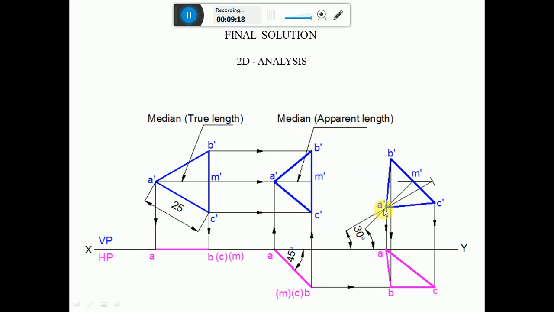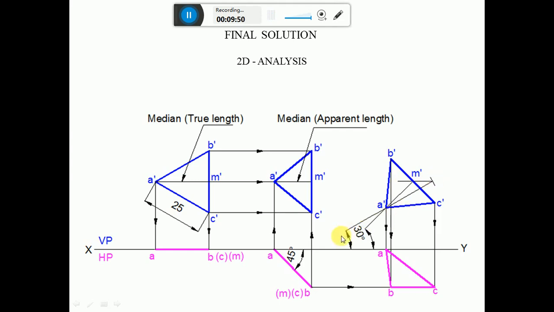So first consider any point and draw a horizontal line. To this horizontal line, using the protractor, measure an angle of 30 degrees. Then take the true length of the median. As AM is parallel to VP, you get the true length in the vertical plane. So measure the distance from A dash to M dash. With A dash as center, cut an arc on that 30 degree line to get this point. Join, then draw a horizontal line, which is going to be the locus line.